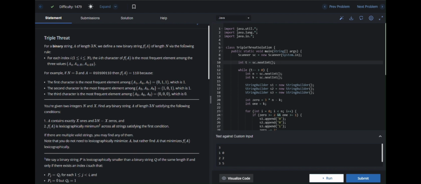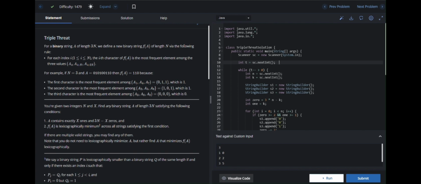Say we have three strings 011, 100, and 101. It is already arranged in the lexicographically minimum order, because 011 will be less than 100, and this will be less than 101. So lexicographically is basically the order which the dictionary follows. So we need to make it lexicographically minimum, which means as many leading zeros as possible. Now let us consider the case 100, and we have to make it lexicographically minimum.